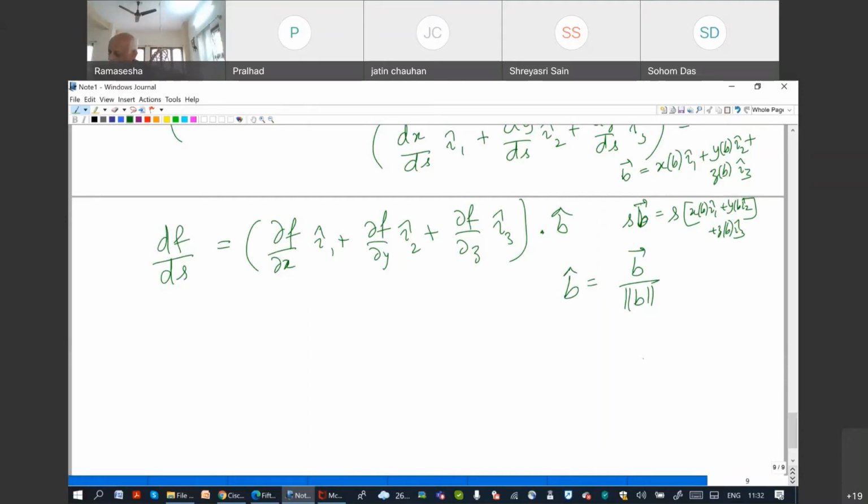Because supposing you take B along X, okay, then SB is nothing but equal to B times X. Okay, unit vector along X. Okay, so that is B times I1. Okay, any questions? Any other?